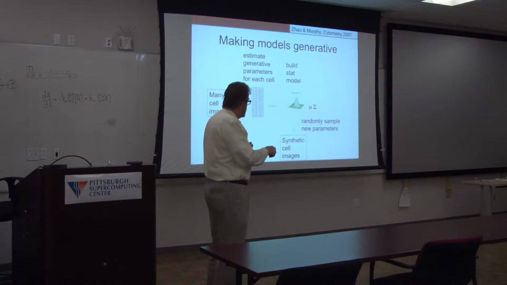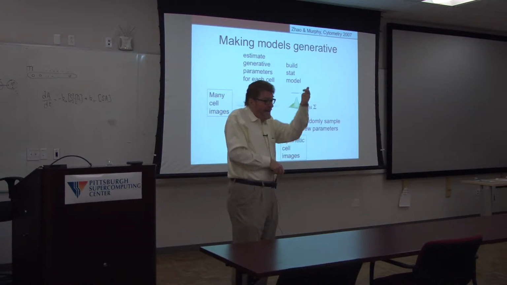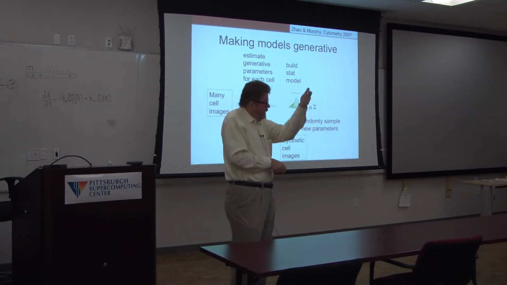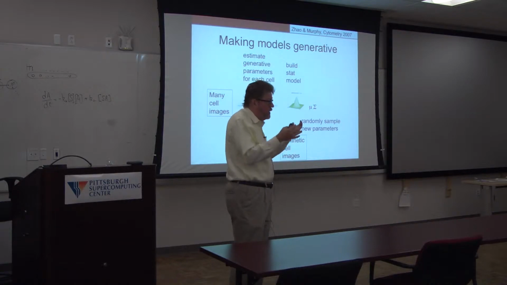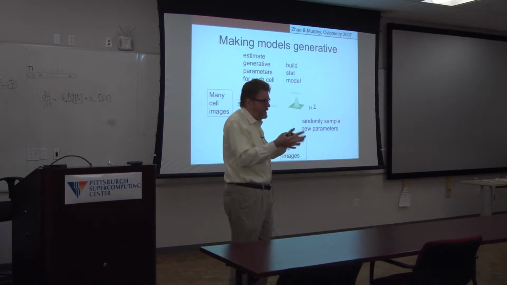But here's the key. Once we have that statistical model, we can sample from it, get instance parameters, and then synthesize images. Or we can stop calling them images. We can call them distributions or geometries, because they are idealized geometries for the cell.